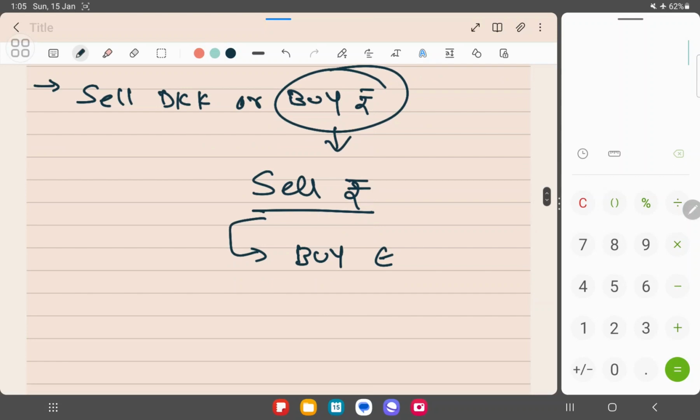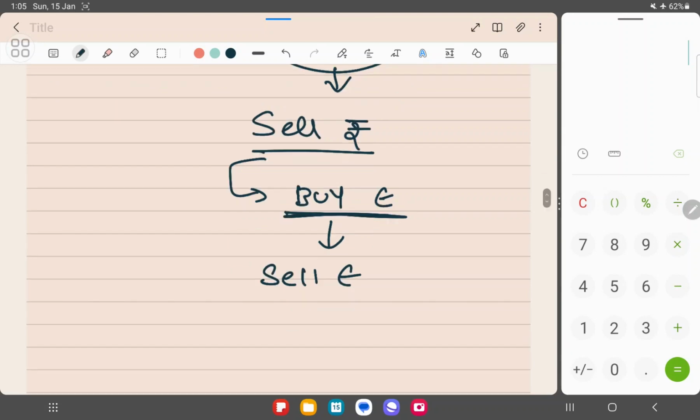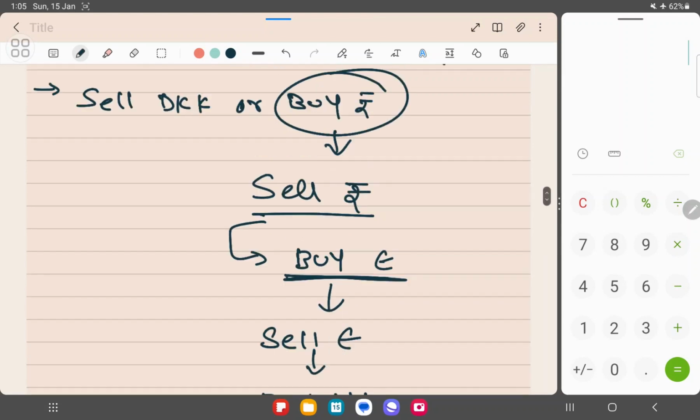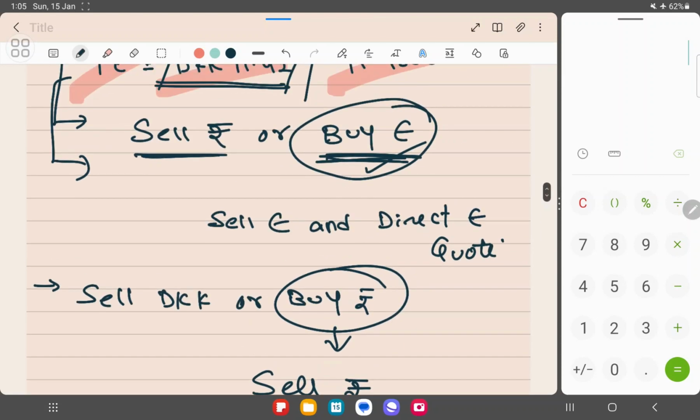After I bought pound, I actually don't need the pounds. I need DKK. So I have one more quote involving the pound and DKK. So I have no use of these pounds, so I will basically sell these pounds. So sell the pound, and finally I reach my destination, which is buy DKK. Okay. Now this was the flow for your understanding purpose.